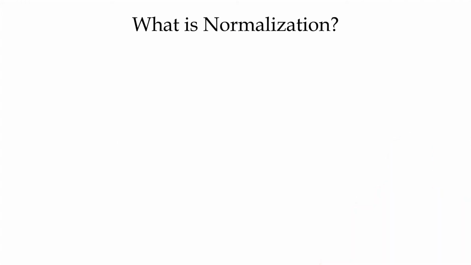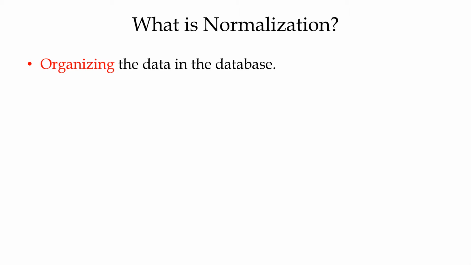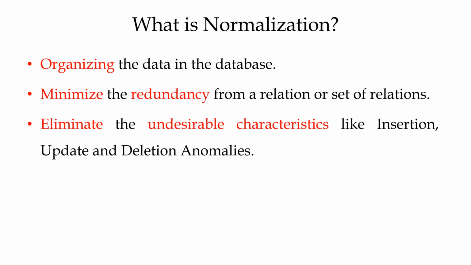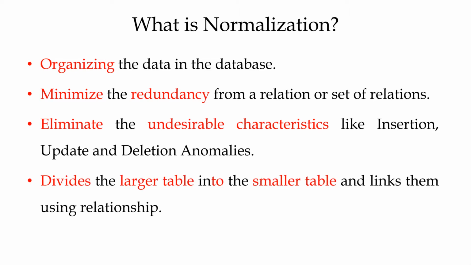What is normalization? It is organizing the data in the database, minimizing the redundancy from a relation or a set of relations, eliminating the undesirable characteristics like insertion, update and deletion anomalies, and it divides a larger table into smaller related tables, that is, smaller tables which are linked with a relationship. So this is what normalization is.